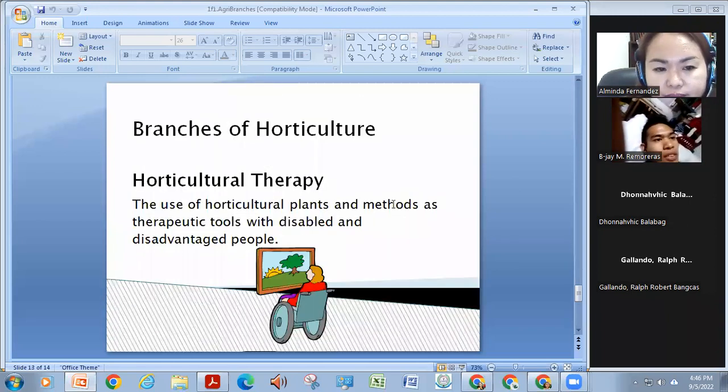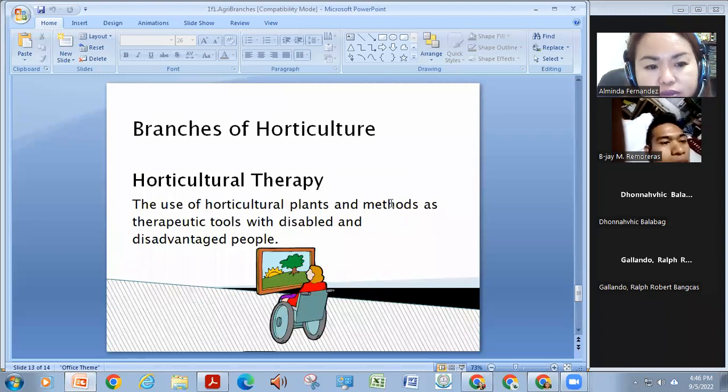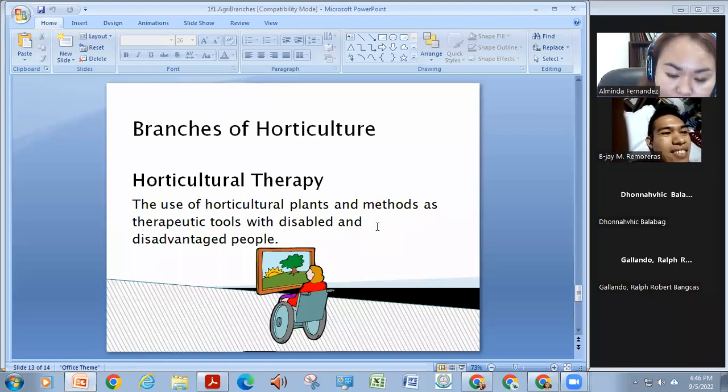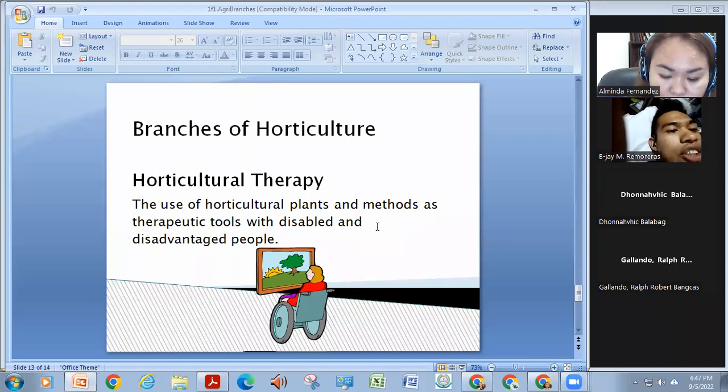BJ. So what is horticultural therapy? The use of horticulture plants and methods as therapeutic tools with disabled and disadvantaged people.